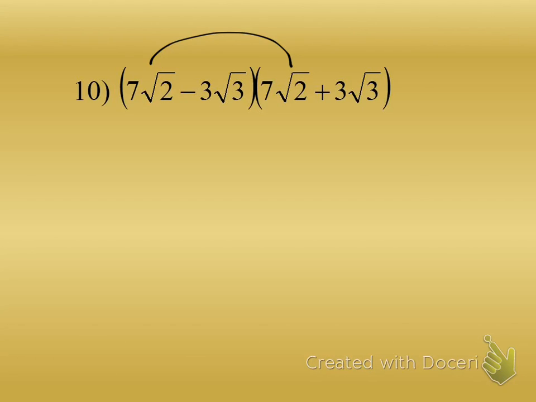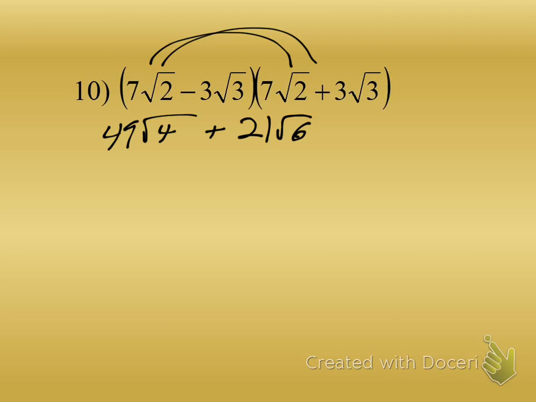So here we go. 7 times 7 is 49. Square root of 4. Plus 7 rad 2 times 3 rad 3 gives you 21 rad 6. Minus 3 rad 3 times 7 rad 2 gives you minus 21 rad 6. Minus 3 rad 3 times plus 3 rad 3 gives you a minus 9 rad 9.